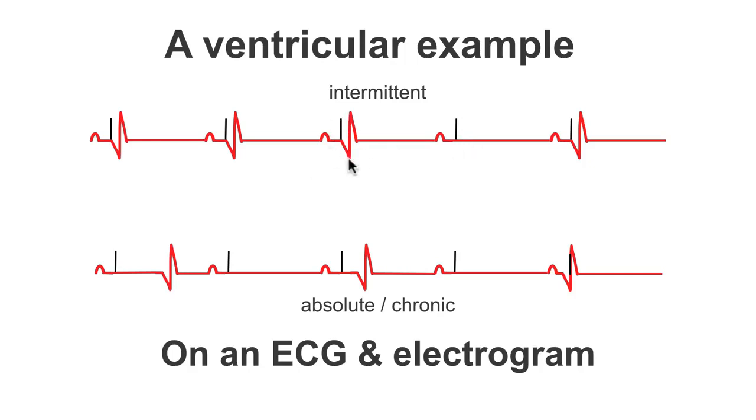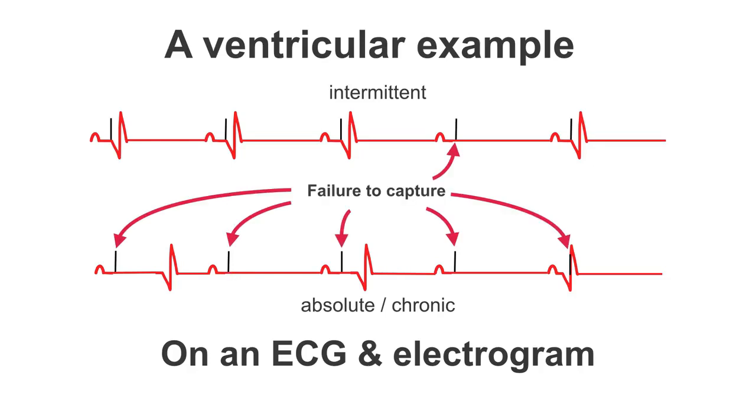When some of the output pulses are successful, but some aren't successful, this is intermittent. You can also have permanent, or absolute, or chronic failure to capture. On the ECG example below, we can see that all of these output pulses, represented by these pacing spikes, fail to trigger a ventricular depolarization. And here I've just marked on, for clarity, all those events where the pacemaker has failed to capture.